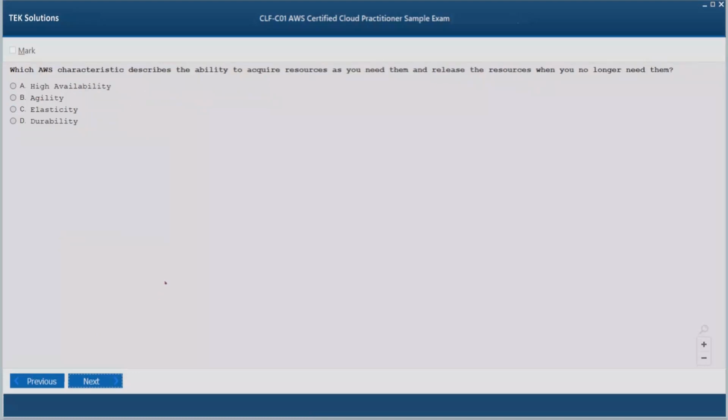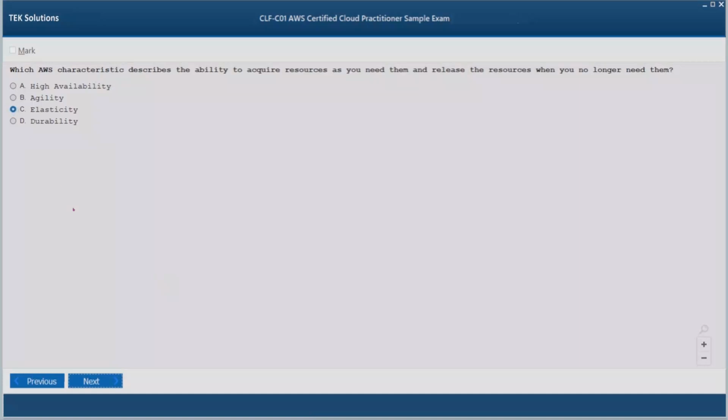Which AWS characteristic describes the ability to acquire resources as you need them and release the resources when you no longer need them? Option A, high availability. Option B, agility. Option C, elasticity. Option D, durability. And the answer is the characteristic which describes the ability to acquire the resources whenever you need them and release them whenever you don't need them. Correct answer is elasticity.